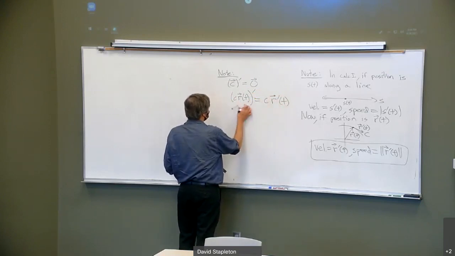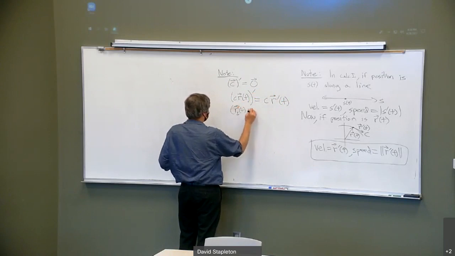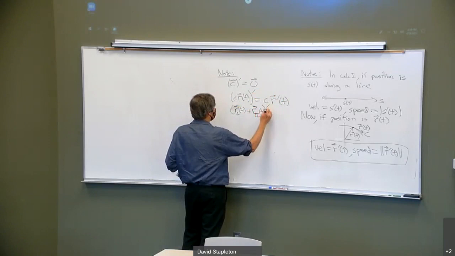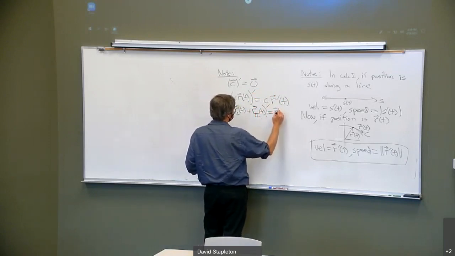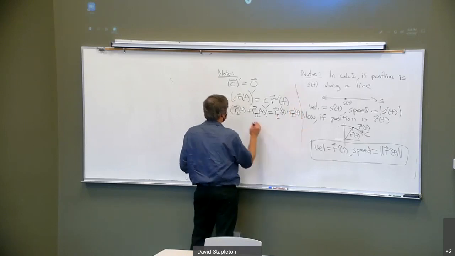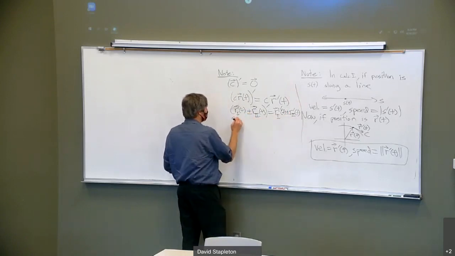Right, let's do one more. Suppose I have R1 of t, one vector value function, R2 of t, another vector value function, and I take the derivative. The derivative of the sum is the sum of the derivatives, provided they both exist. Now we'll say etc. You can put a minus on here because it carries over to the minus too. So etc.